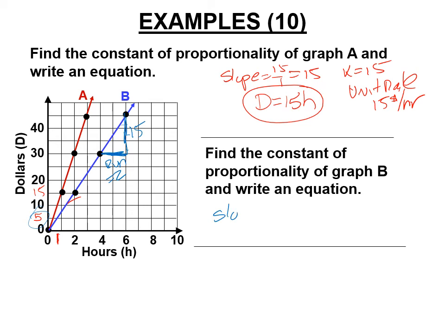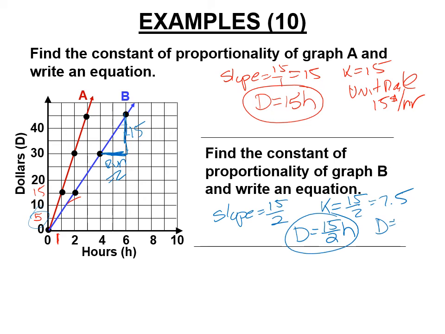So this slope is 15 over 2. Right? And so what's K? K, right, is 15 over 2. And you can leave it that way, or you could write 7.5, either one. Even though K could be written 7.5, you have to write an equation, and we're not going to put 7.5 in an equation. The equation of that one is D equals 15 halves H, or D equals 7.5 H, whichever one. Those are both good.